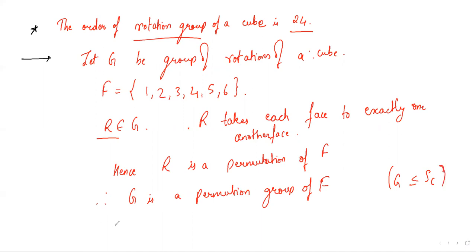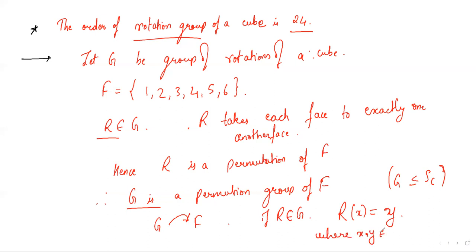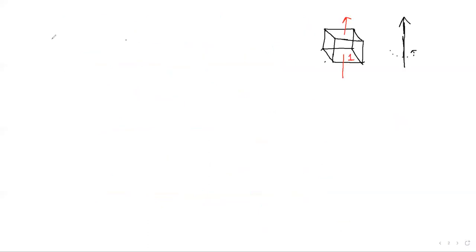Now know that since G is a permutation group of F, we can think of G as a group acting on F by the theory of group actions. That is, if R belongs to G, then R of X is equal to Y, where X, Y belong to the faces. Now, note that if 1 belongs to G, that is the trivial rotation which does not do anything to the cube, then 1 dot X will be X.